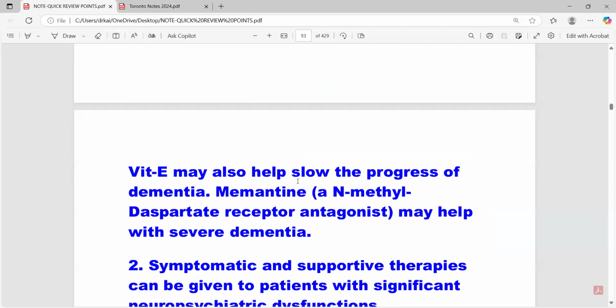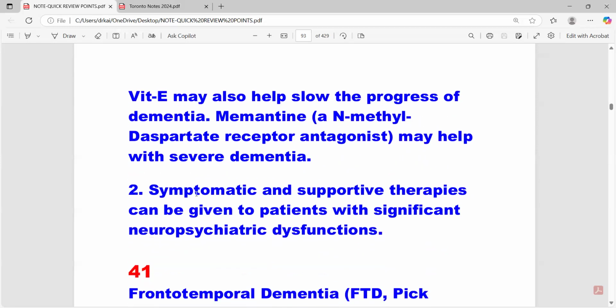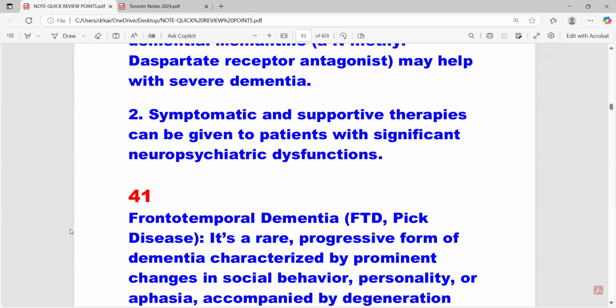Vitamin E may also help slow the progress of dementia. Memantine may help with severe dementia. Symptomatic and supportive therapies can be given to the patients with significant neuropsychiatric dysfunction.